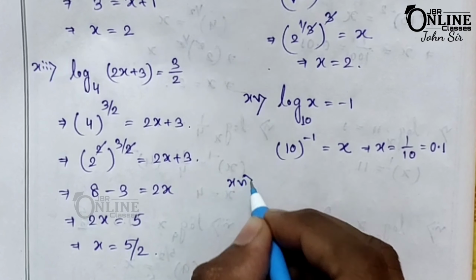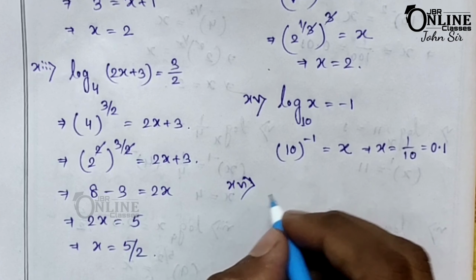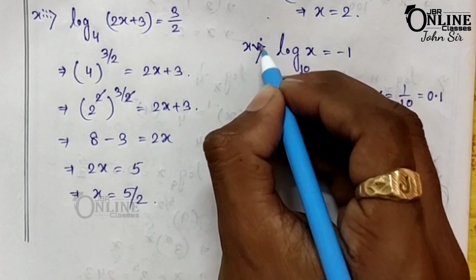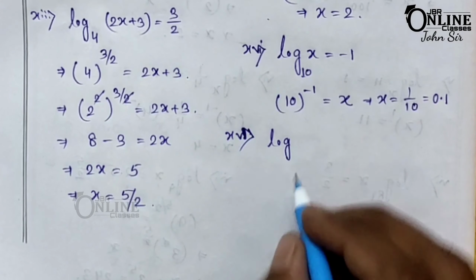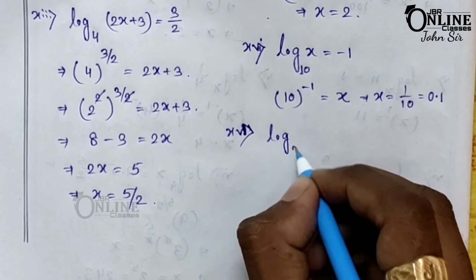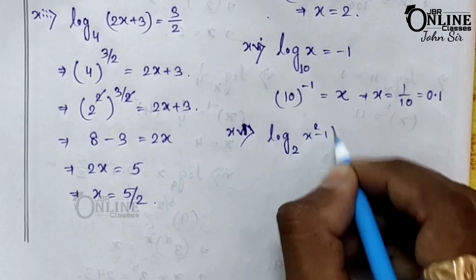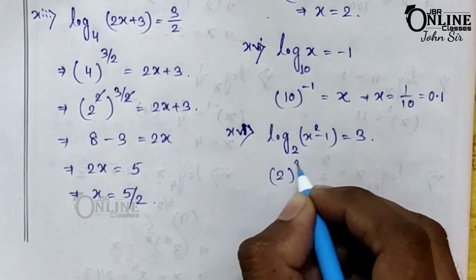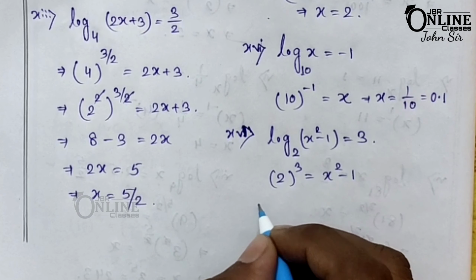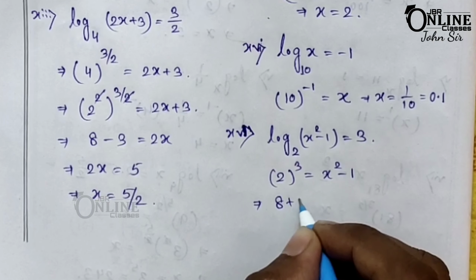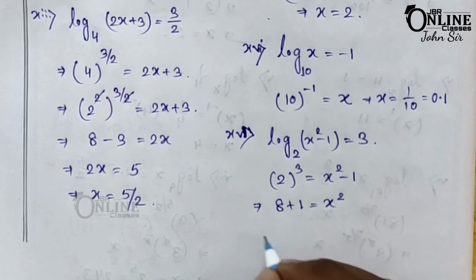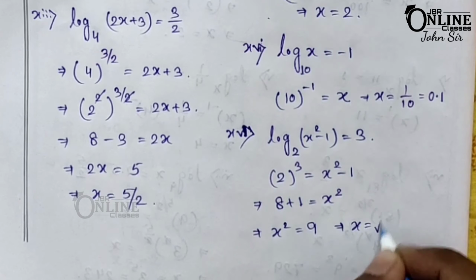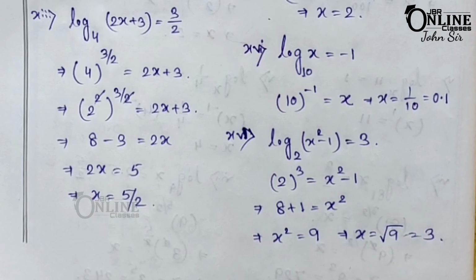Now next one, sum number 16. So here log, this one equals 16. Okay, so now next, that means 15. So in 15, log base 2 of x square minus 1 equals 3. So now 2 to the power 3 equals x square minus 1. Now 2 to the power 3 means 8. So 8 plus 1 equals x square. So that means here x square equals 9. So here x equals root 9 and that equals 3.